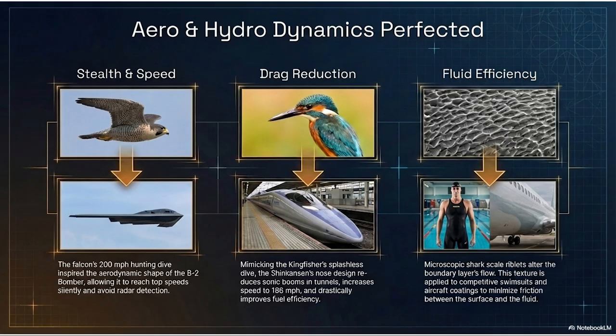They designed swimsuits with microscopic shark-scale riblets, and the swimmers were breaking world records left and right. Yes, I remember that too. The suits were so hydrodynamically efficient that the international swimming governing bodies actually banned them. They considered it technological doping. It is the ultimate proof that nature's engineering is vastly superior to ours.